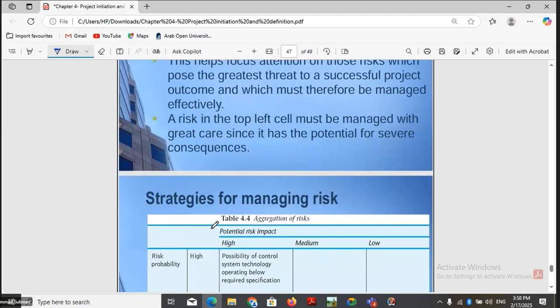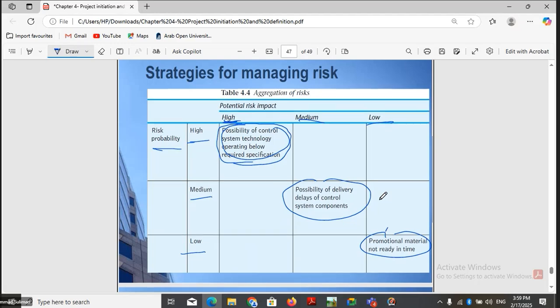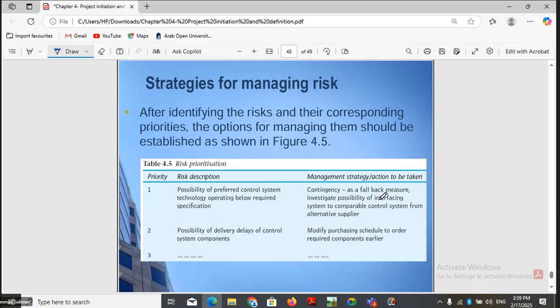So we can put a table form like this, a matrix, which is called aggregation of risk. And we can see what the risk probability will be, whether it is high, medium, or low, and what their impact is, high, medium, or low. And for every cell, for example, this is a risk which is of high probability or high category, and then the impact is also high, right? This risk is of medium category and the impact is also medium, and this risk is of low category and the impact is also low, right? So this one, we can identify them, and then we can list them with the priorities.